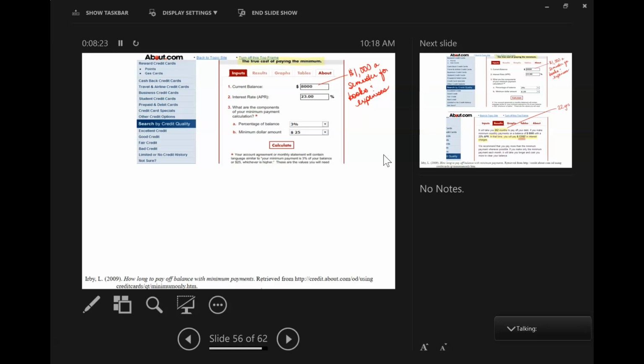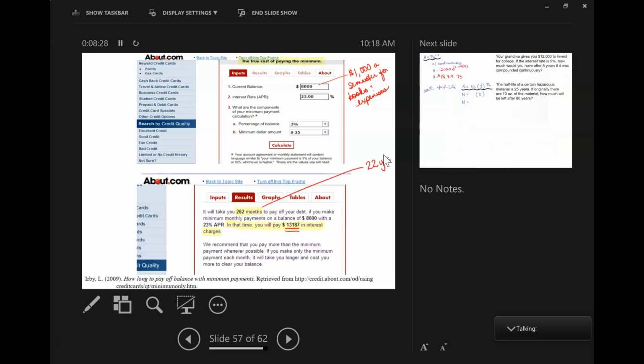25. Ideas? 30 years. 22 years. Y'all, I'm going to be in my mid-40s by the time I finish paying off my college textbooks. And these aren't even my student loans, right? And look at this. I am going to pay $13,000 in interest. That's not including the $8,000. I'm going to pay back $21,000. That is how credit cards can kill you.